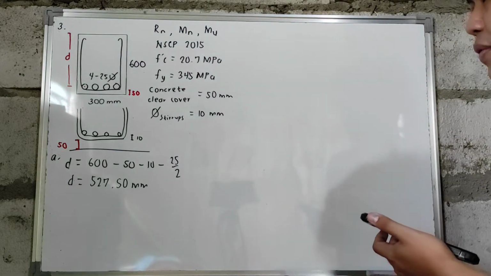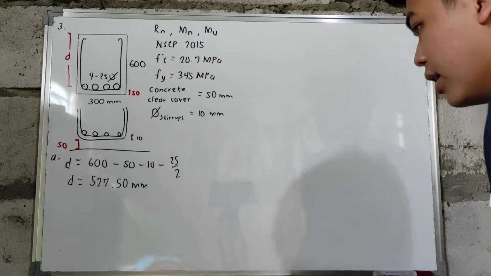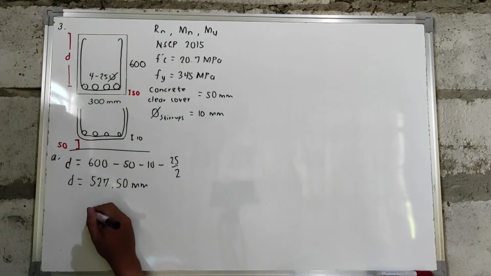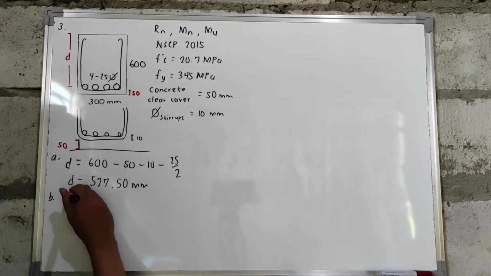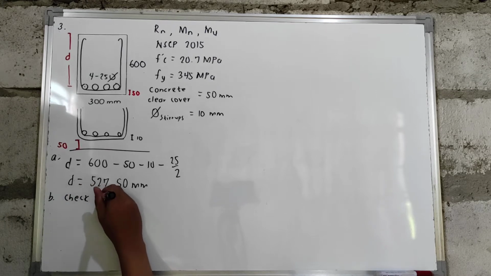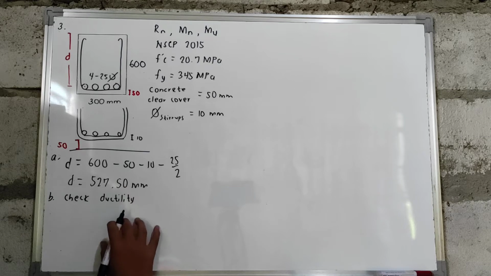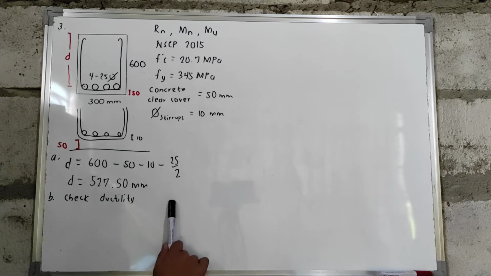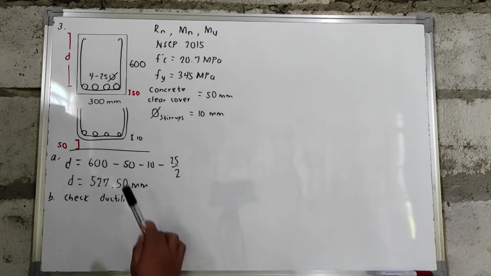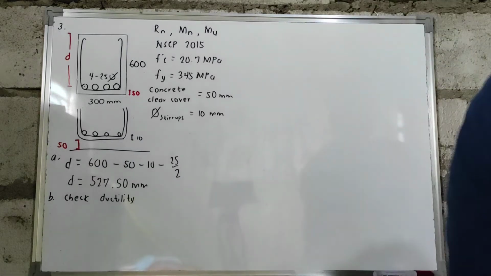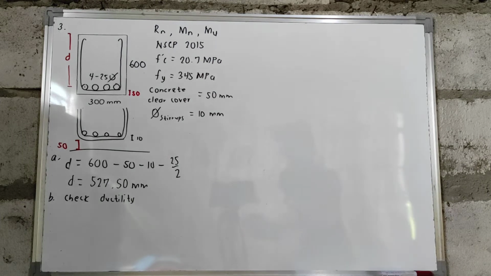So, after computing for the value of your effective depth, i-check ngayon natin yung ductility niya. Sir, bakit po natin tina-check yung ductility? So first of all, one of the reasons dito is para ma-check natin kung singly reinforced ba yung beam natin or doubly reinforced beam. So pag sinabi natin doubly reinforced beam, pati sa compression side natin, meron ka ng bakal. Kaso nga lang, for the singly reinforced beam, yung bakal natin is nasa tension side lang.